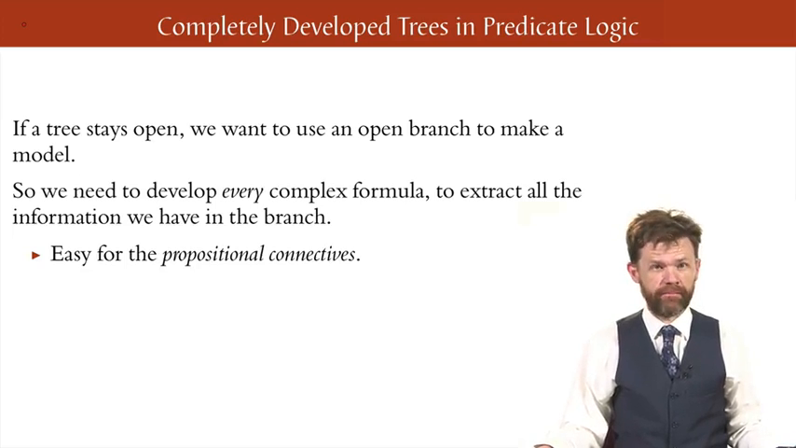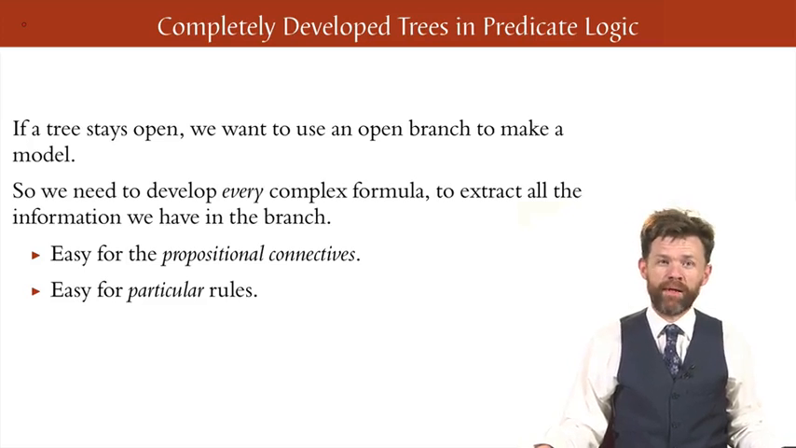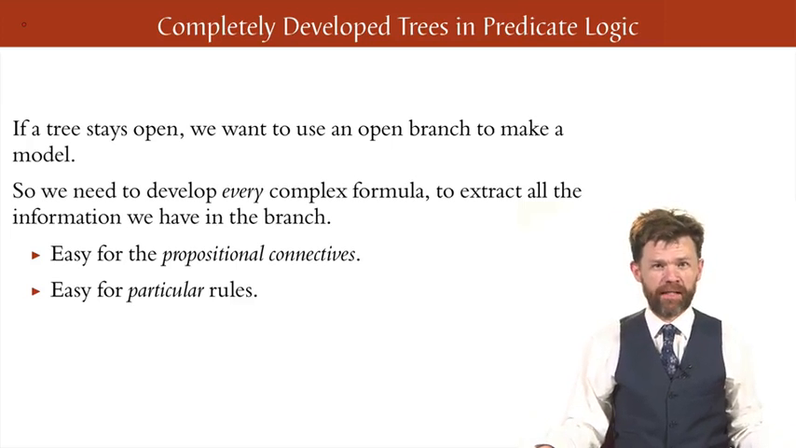So they're easy. It's also straightforward for the particular rules in first-order predicate logic, the rules for the existential quantifier or the negated universal quantifier. These just have to be processed, introducing a new name for each formula, because if the branch says that something has property F, then we need to have something in our model with that property. So processing the existentially quantified formula will ensure this.